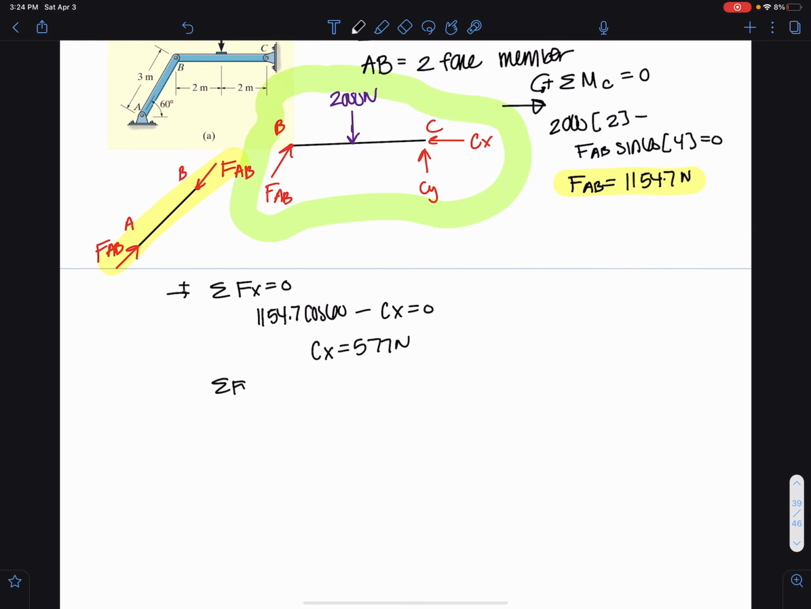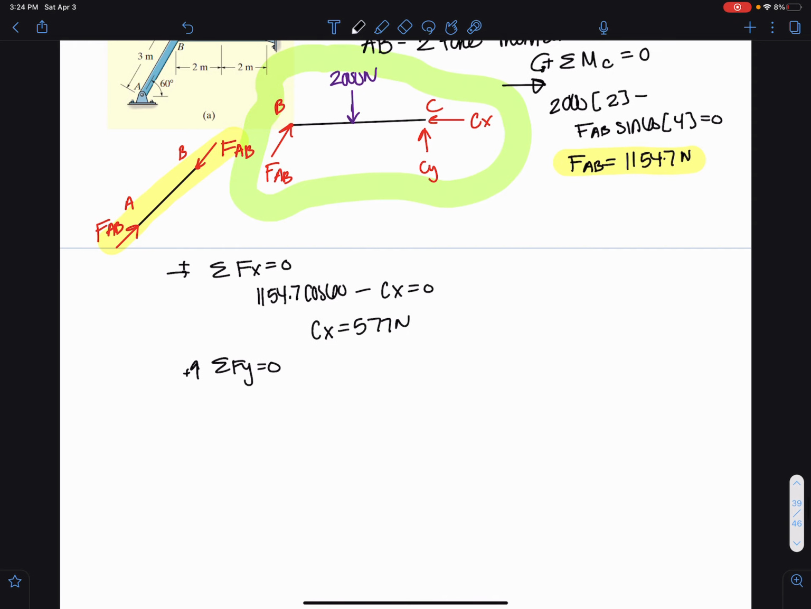And my last equation of equilibrium, sum of forces in the y equal to 0. I get 1154.7 sine 60 minus the 2,000 newton force plus Cy equals 0. And I get Cy is 1,000 newtons. So with 3 equations and 1 FBD, I was able to solve for everything just by recognizing that AB was a two-force member.